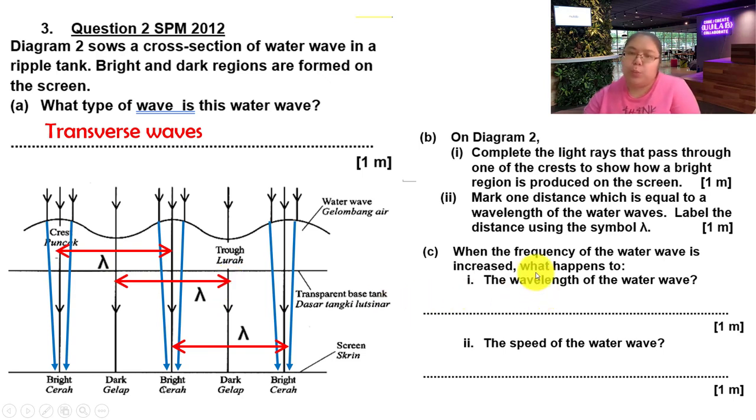Okay, C, when the frequency of the water wave is increased, what happens to the wavelength? So we know the formula v = f lambda. f and lambda are inversely proportional. If f increases, the wavelength must decrease. Okay, how about the speed of the water wave? Speed, normally we're talking about constant. That's unchanged.